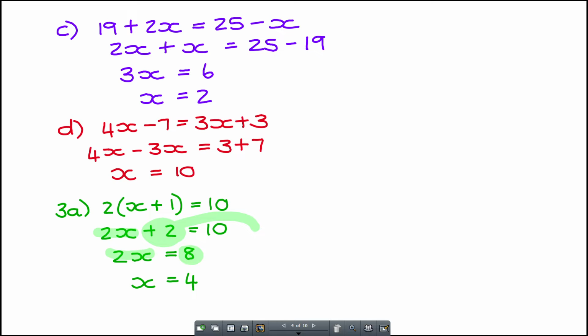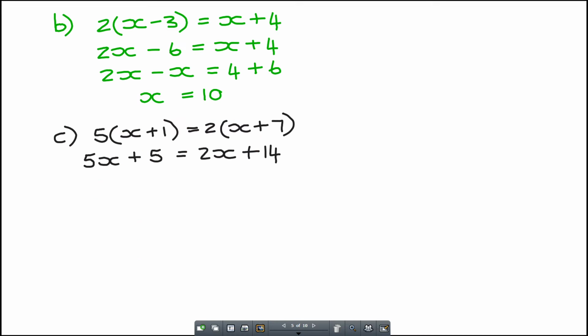Okay, and now I have to get rid of the coefficient. So I've got to get rid of that 2. So if I take it over, it becomes divided by 2. And 8 divided by 2 gave me 4. Okay. Anyone else? Okay, can I skip? There's B. And then C, I'll talk you guys through as I go along.